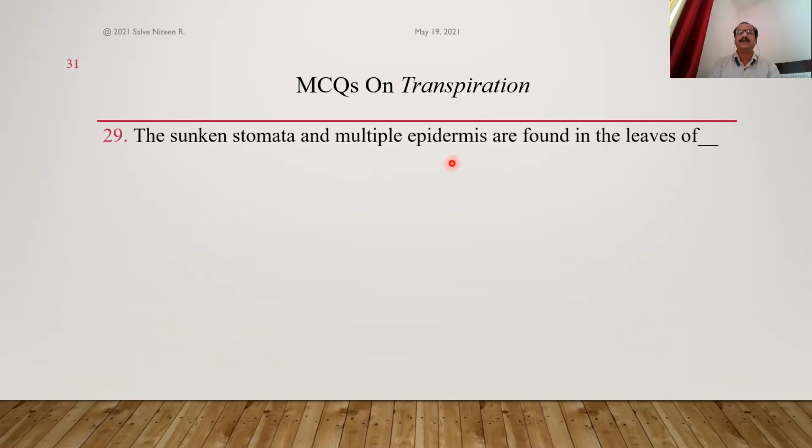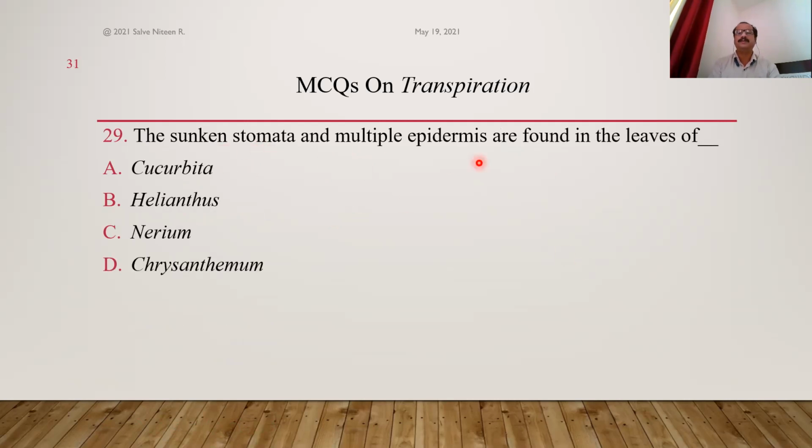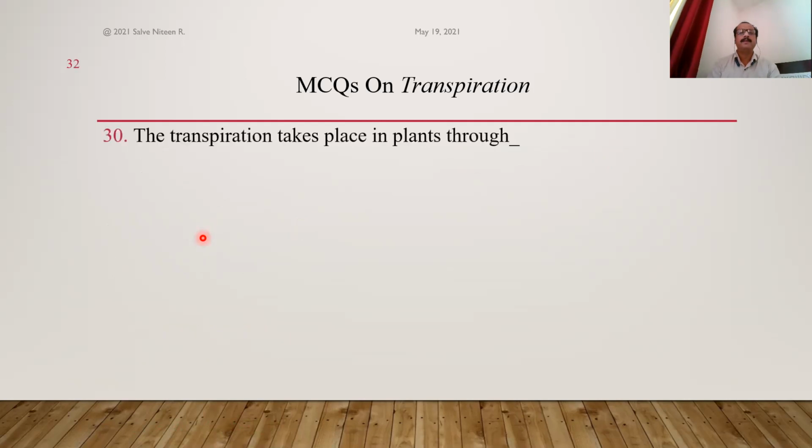The sunken stomata and multiple epidermis are found in the leaves of, just now we discussed, both sunken stomata and multiple epidermis are found in the leaves of the Nerium plant. C is the right answer. The transpiration takes place in plants through roots, leaves, stem. See all the options. Leaves is also right, stem is also right, but all aerial parts are involved in transpiration. So D is the right answer.